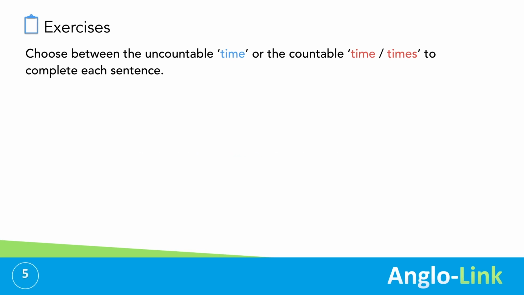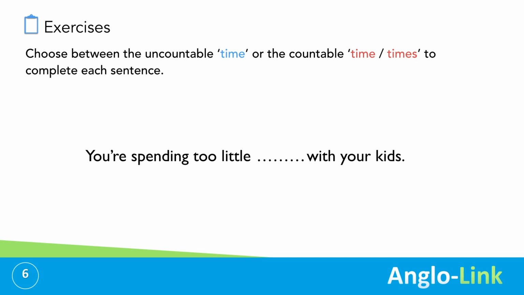Number 5. I'll call you tomorrow. I'll call you at an unknown time, and I'll call you sometime tomorrow. Number 6. You're spending too little with your kids. This is the uncountable clock time. You're spending too little time with your kids.